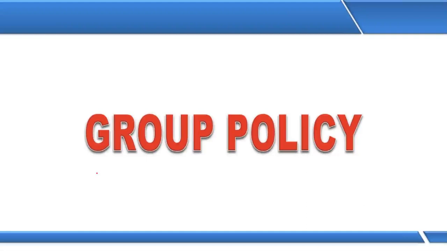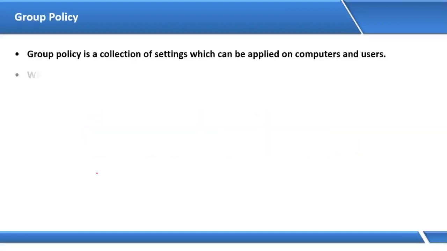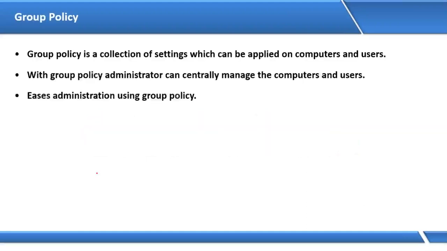So in the last class we discussed group policy, the first class, and we saw that group policy is a collection of settings which can be applied on users and on computers. As an administrator, with the help of group policy, we can do centralized, easy management of network resources. If you want to allow or deny users access to resources, we require group policy. And in the last class we saw how to apply group policies.